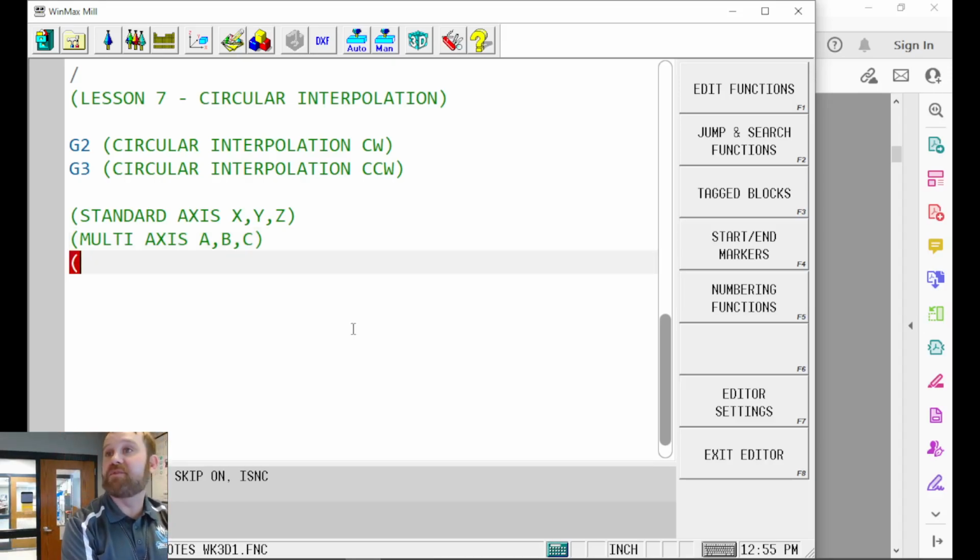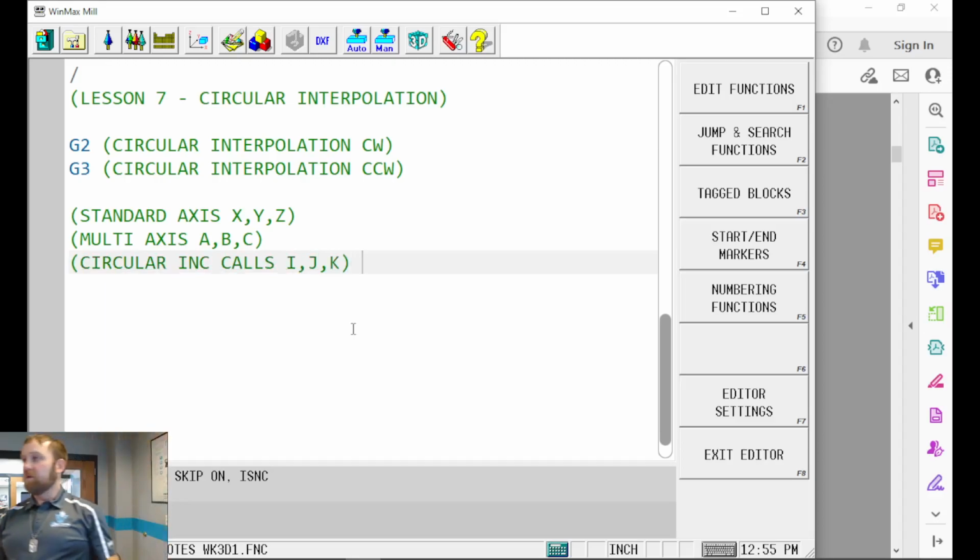So all you got to do is keep track of those, because the circular incremental calls are I, J, and K, which means that from the start of rotation to the center of rotation, if that's in the X direction, it's going to be an I. If from the start of rotation to the center of rotation is in the Y direction, it's a J. And then like a 3-dimensional arc, meaning that we're doing it like this, if it's in the Z direction, it would be a K.